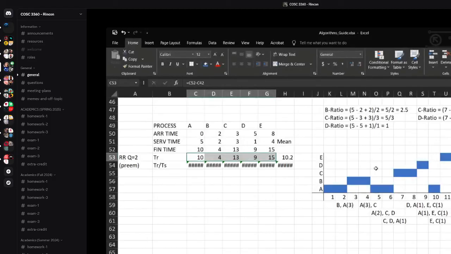And also, I just read this question like, wait, we use Excel and paper? Yes, you're allowed to use this Excel sheet for the exam. Yes.